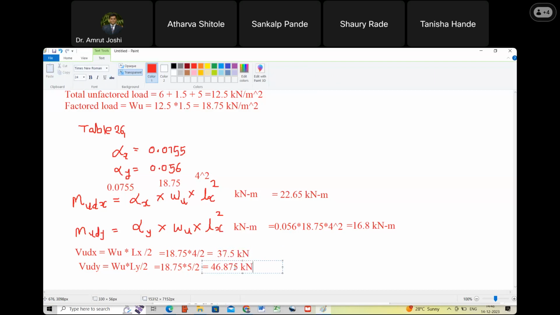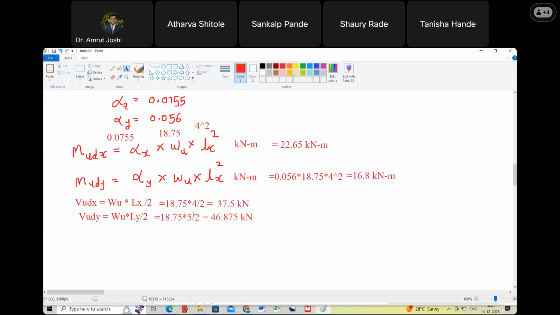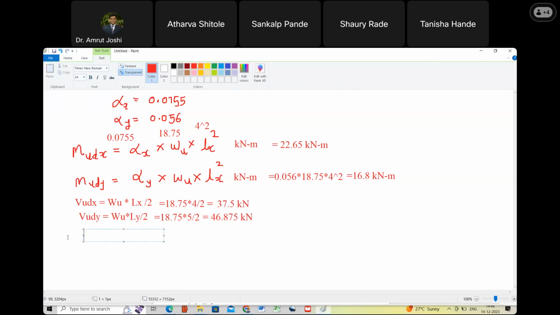So we will take the numerically greater value, that is 46.875. Are you with me? Yes, sir. So now we know we have to find the reinforcement in x direction using this moment, and the reinforcement in y direction using this moment. But before that, let me calculate what is Ast minimum.